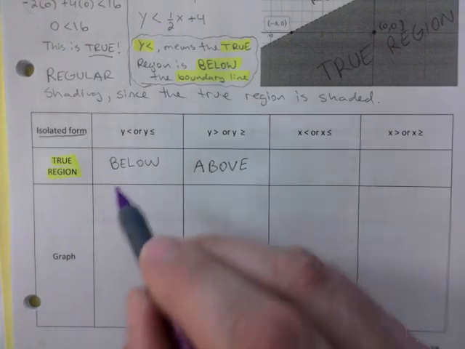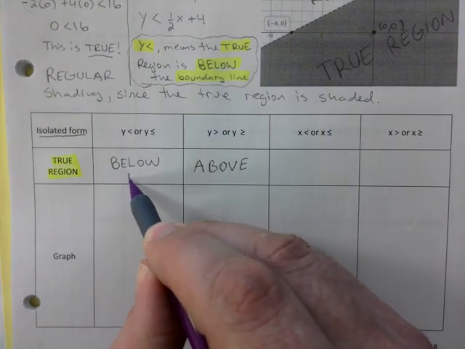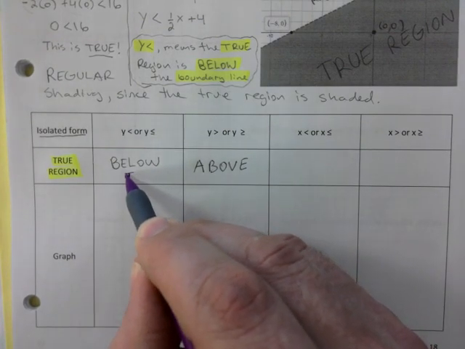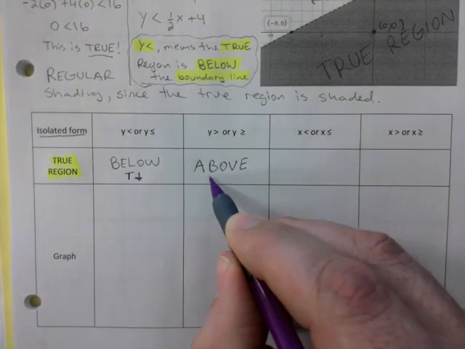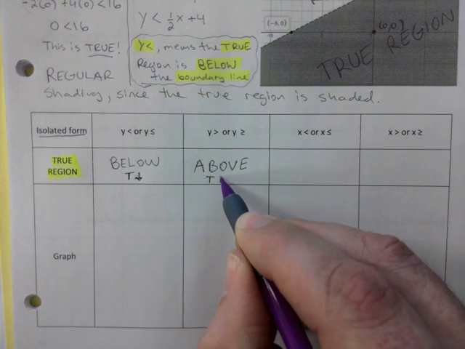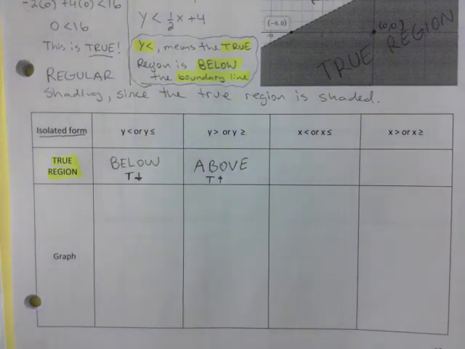Okay, and this is what I usually do. This is my code. True is below, and true is above. That's my code for me to quickly know where the true region is.